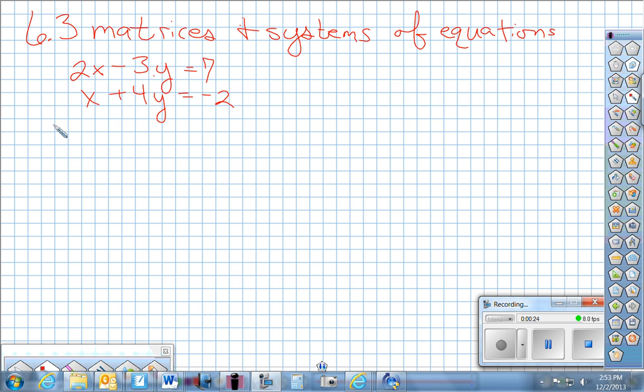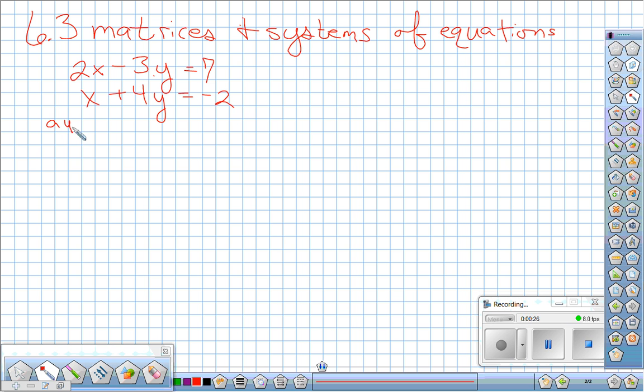What I'm going to do is write a couple different matrices for this. A matrix is the singular one, and matrices is plural. So I can make an augmented matrix. An augmented matrix is basically going to have all those coefficients and the answers. You need to make sure that the x's are on top of each other in a column, the y's are in a column, and then you have the equal signs.